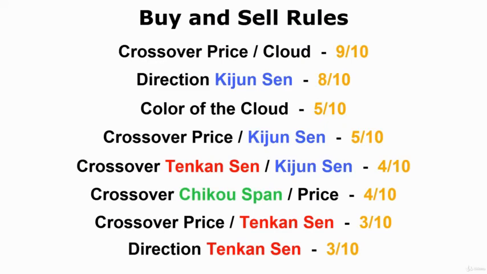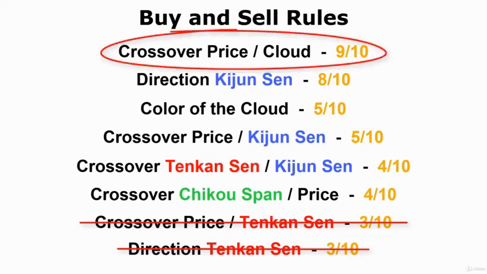As I have said in a previous lecture, we will not use the last two methods, so I'm going to delete them, and we have a total of 6 methods and concepts to use with the Ichimoku. Let's analyze them one by one. First of all, the crossover between the price and the cloud.